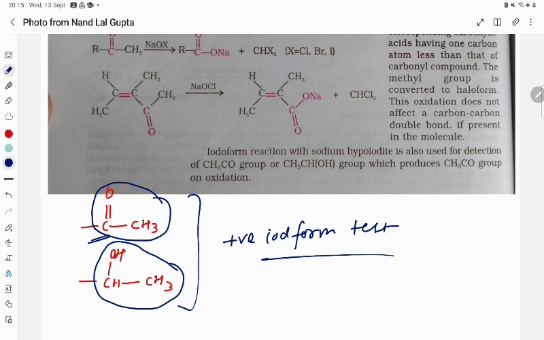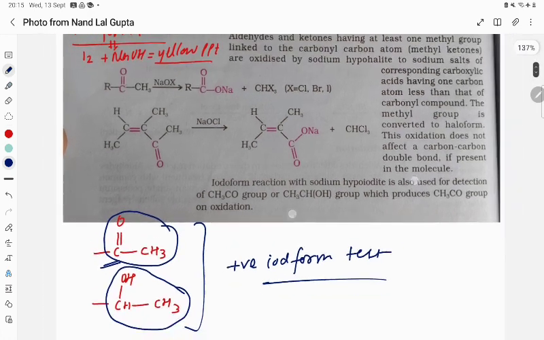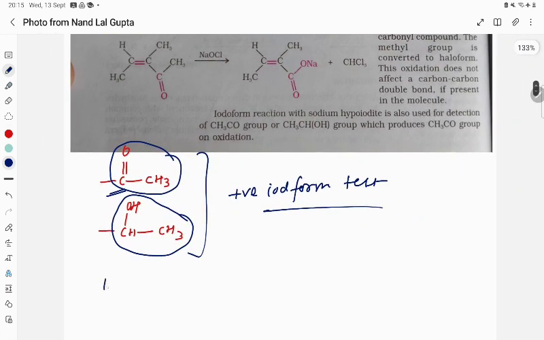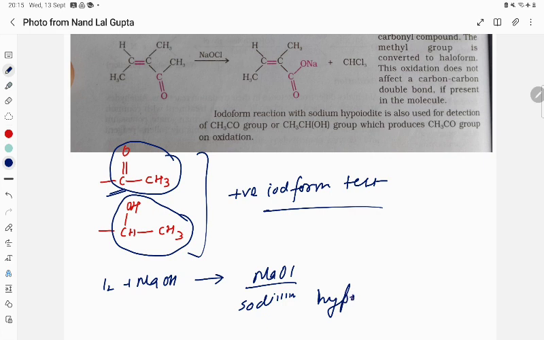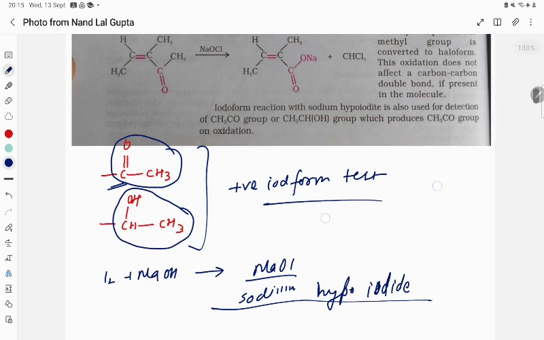So they are going to give, student, a positive iodoform test. Now either you write I2 plus NaOH, it is going to give what, student? NaOI, sodium hypoiodide, okay, sodium hypoiodide.